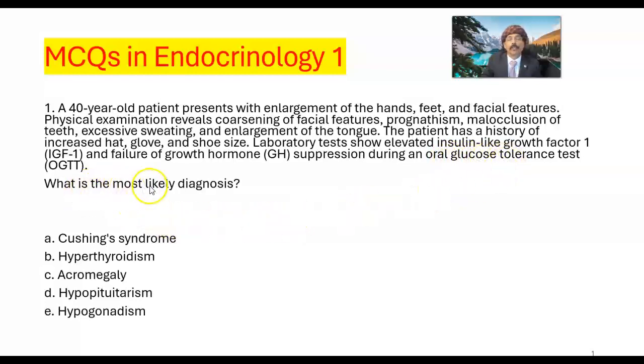What is the most likely diagnosis? A. Cushing syndrome, B. Hyperthyroidism, C. Acromegaly, D. Hypopituitarism, E. Hypogonadism. So, these are the features. What is the answer? Answer should be C. Acromegaly.